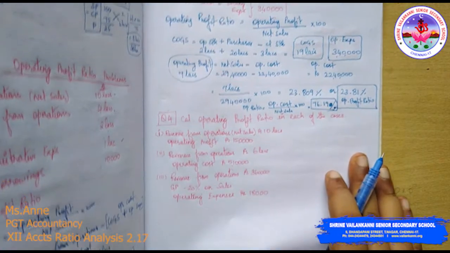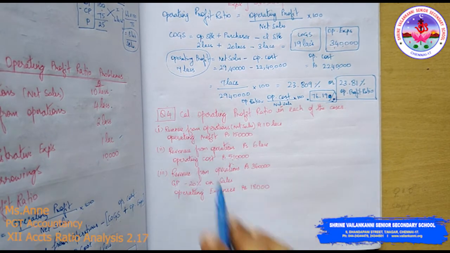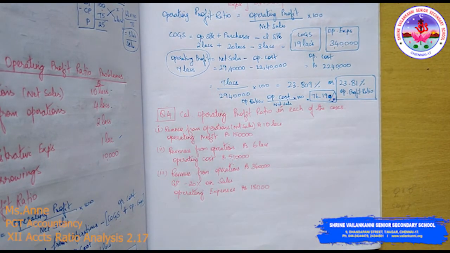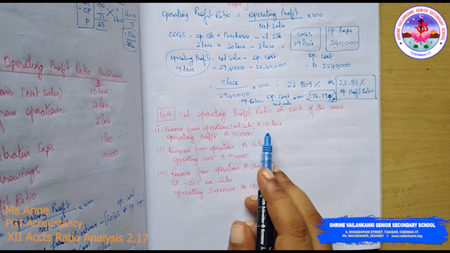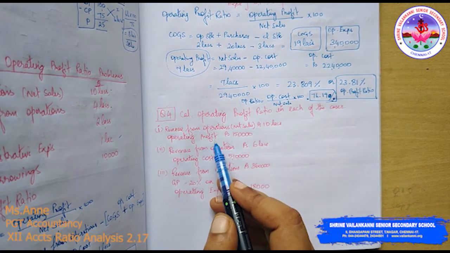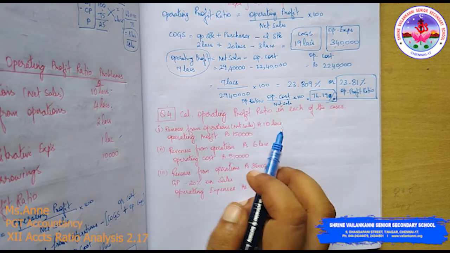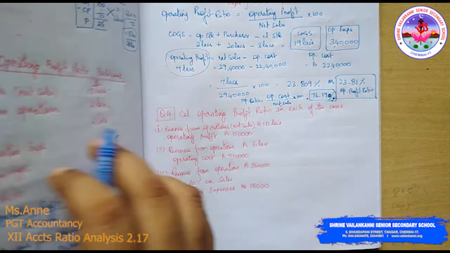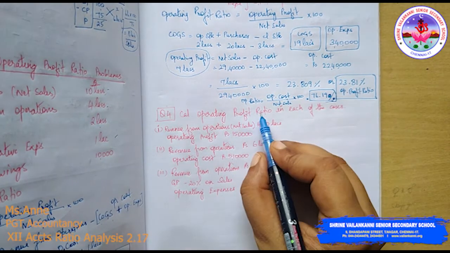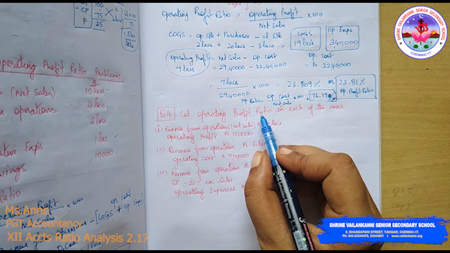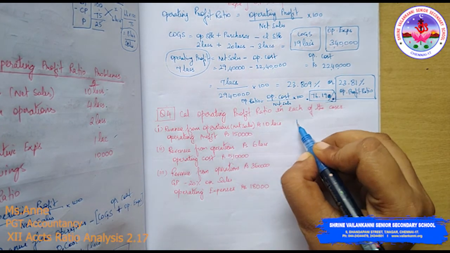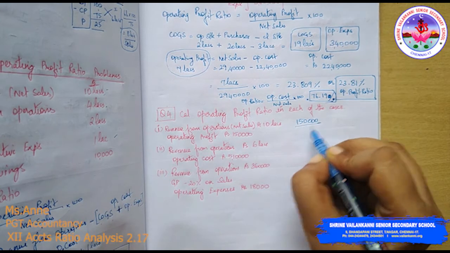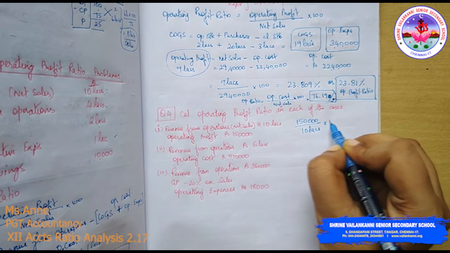The last problem that we are going to discuss. Calculate operating profit ratio in each of the cases. Revenue from operations, net sales, is rupees 10 lakhs. Operating profit rupees 1,50,000. Now we need to find operating profit ratio. We know what is operating profit ratio. Operating profit divided by net sales into 100. So operating profit 1,50,000 divided by 10 lakhs into 100.